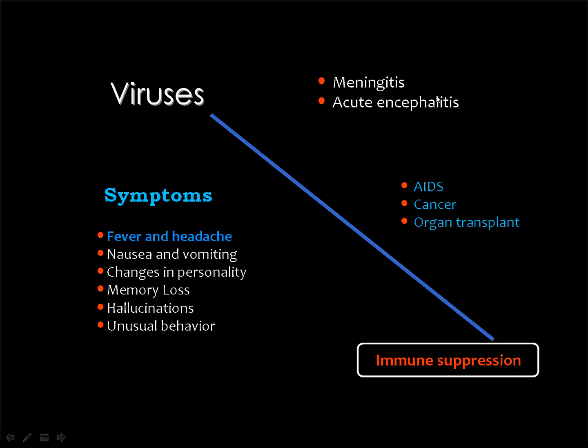Meningitis or encephalitis. The symptoms are very important because the symptoms of meningitis and encephalitis are quite different from the lesions that can be mistaken for this, as I will show to you. You should get fever and headache, nausea and vomiting, some personality changes, memory loss, hallucinations, and unusual behavior. A change in the personality is very important besides the presence of fever.